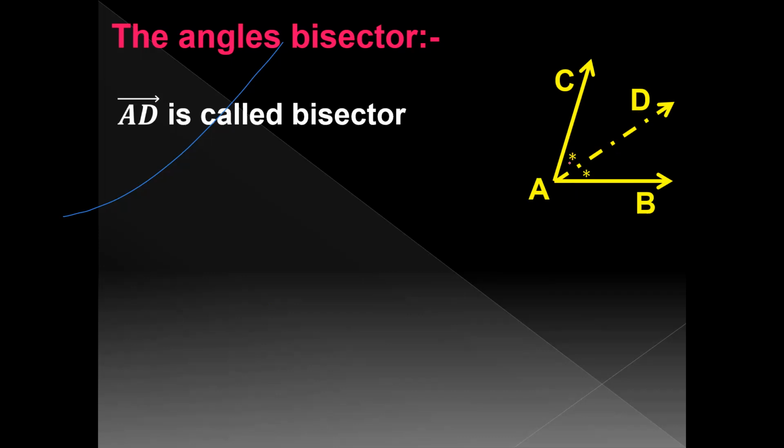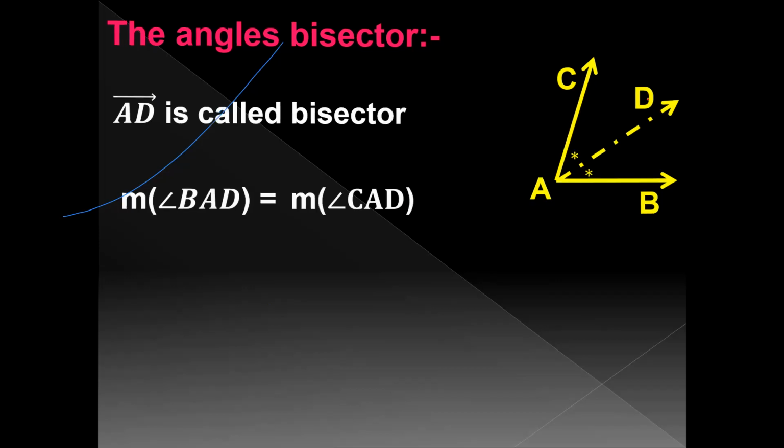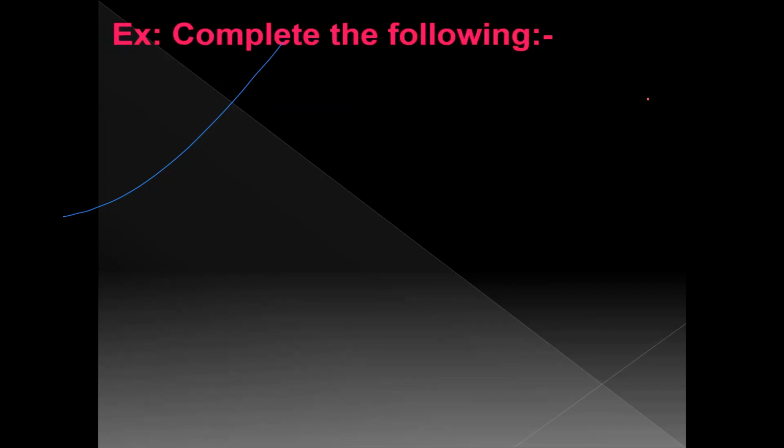we can say that AD is a bisector. The measure of angle BAD will be equal to CAD. Again, AD is a bisector. If AD is a bisector, then angle DAB equals CAD. The bisector is a ray which divides the angle into two equal halves or two equal parts.